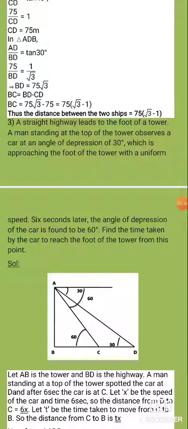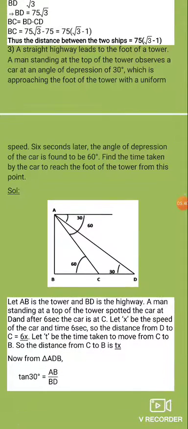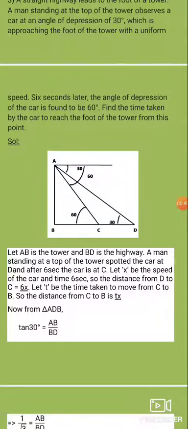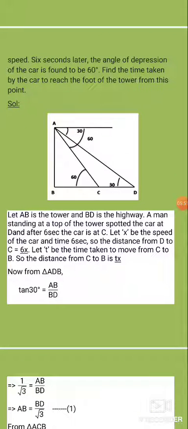So the distance from C to B is what? Tx. Now consider the right angle triangles. First one, ADB. Tan 30 is equal to what? AB by BD. Tan 30 is 1 by root 3, which is equal to AB by BD. So AB is equal to what? BD by root 3. Put equation number 1.